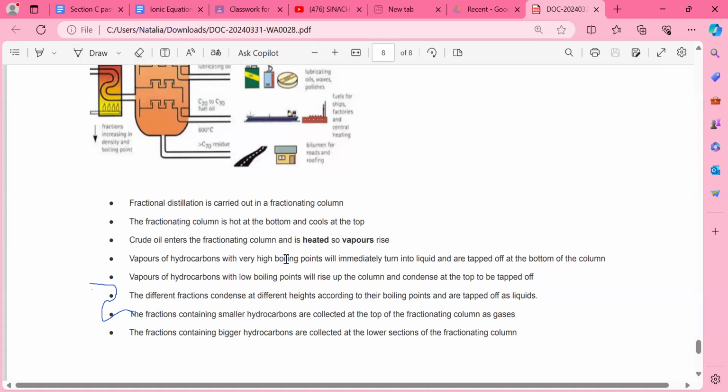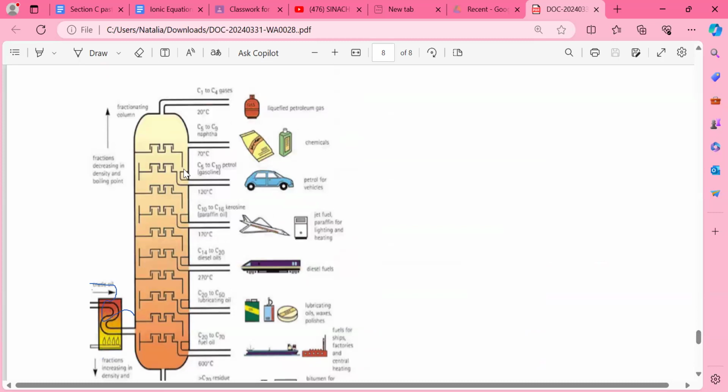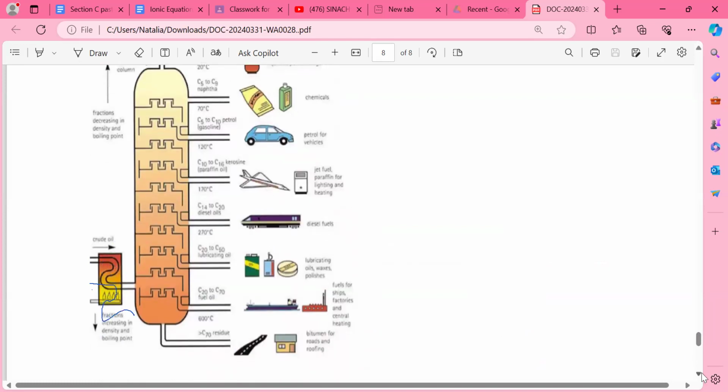The vapors of the hydrocarbons with high boiling point will immediately turn to liquid and are tapped off at the bottom of the column. Vapors of hydrocarbons with lower boiling point are going to rise up the column, and they're going to be condensed at the top and tapped off. Different fractions condense at different heights according to their boiling point. So when the hydrocarbon vapor gets to the section of the fractionating column that corresponds with its boiling point, it is going to be tapped off. These are the taps that we're seeing here. That is where they're collected. They are collected as liquid.